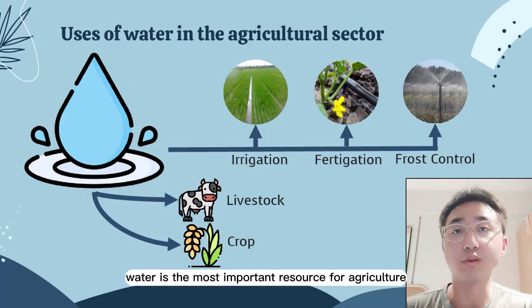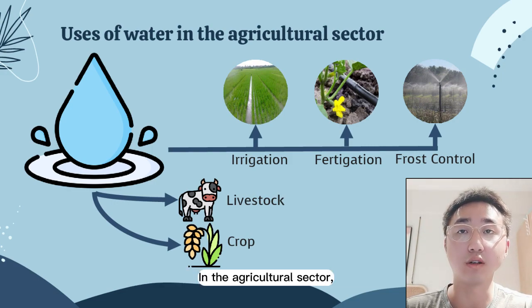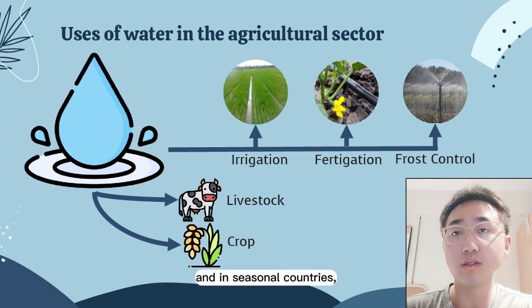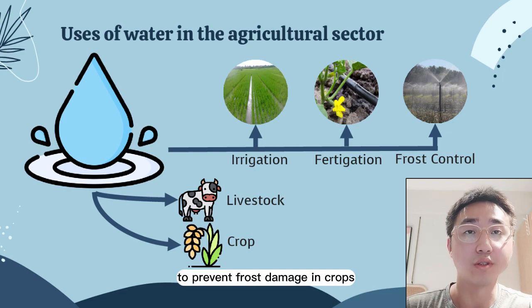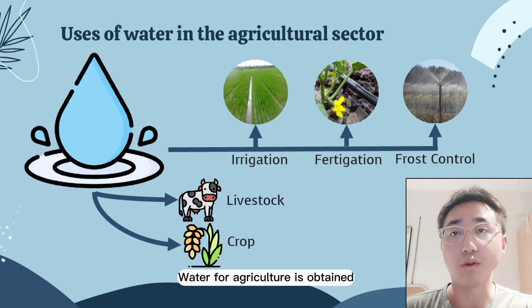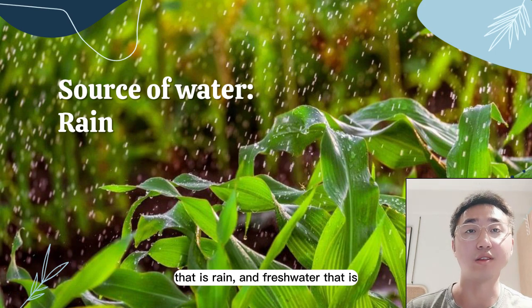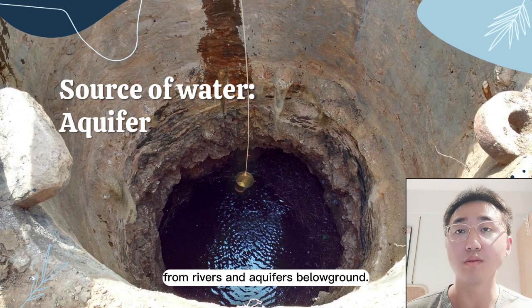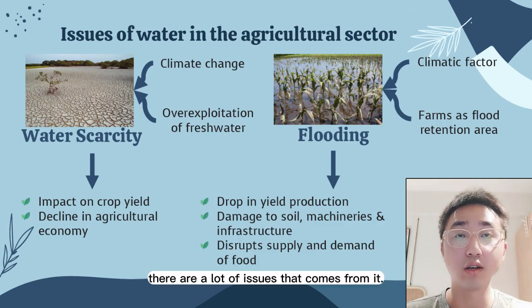Water is the most important resource for agriculture because it is needed to grow crops and raise livestock. In the agriculture sector, water is used through irrigation and fertigation, and in seasonal countries, water is used for frost control and to prevent frost damage to the crops. Water in agriculture is obtained from precipitation, that is rain, and fresh water from rivers and aquifers below ground.